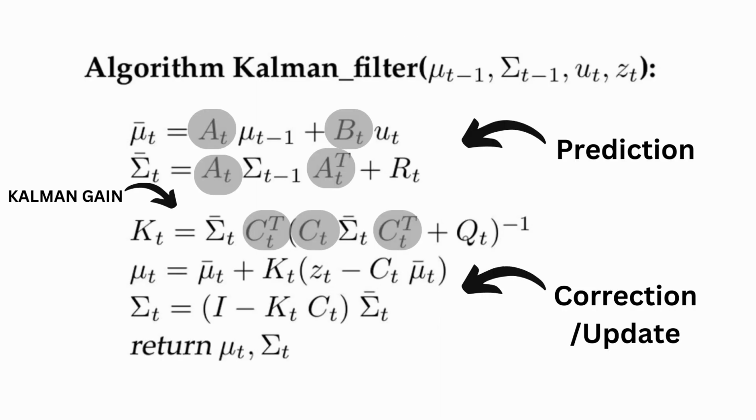At this point, we have A, B and C, or AT, BT and CT in these equations. What else do we need? We need RT and QT, that is for your noise. RT is your process noise covariance matrix and QT is your measurement noise. To get RT, which is your process noise covariance matrix, you will already have your standard deviation for your control, let's say your acceleration. Based on that standard deviation, you can get RT.